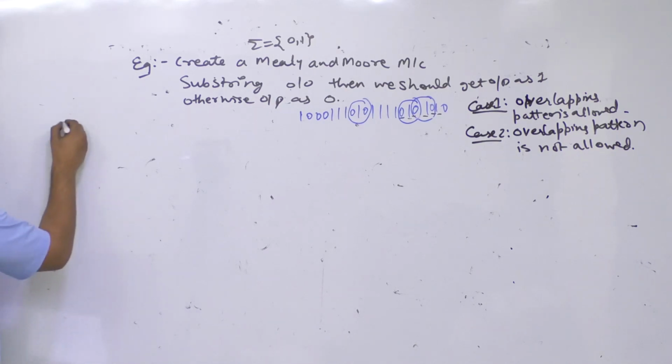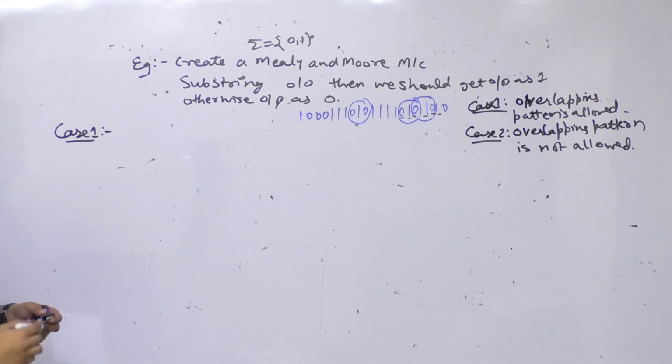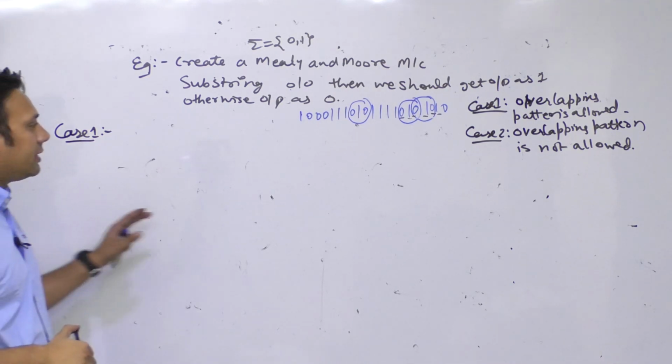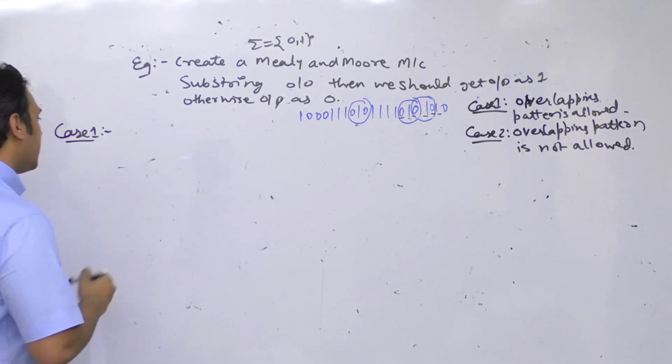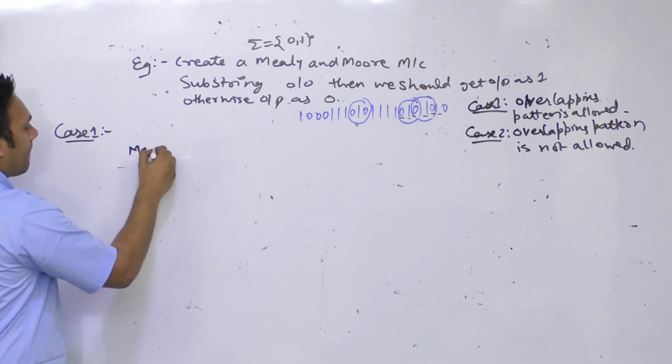So let me make it for the first case. Case number 1 is when overlapping is allowed. I'll create both a Mealy machine as well as a Moore machine. First of all, I'm going to create a Mealy machine.